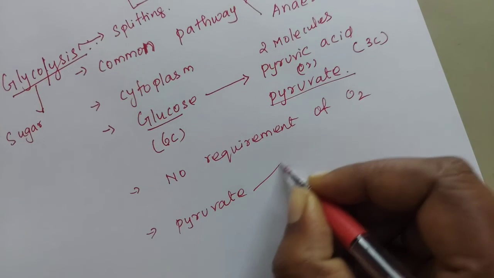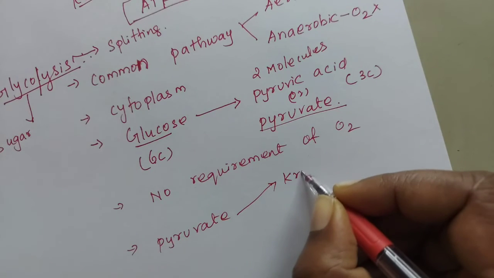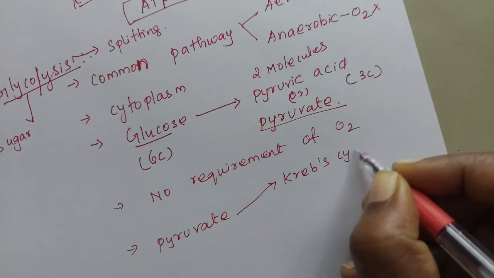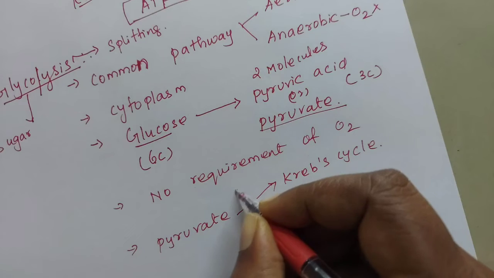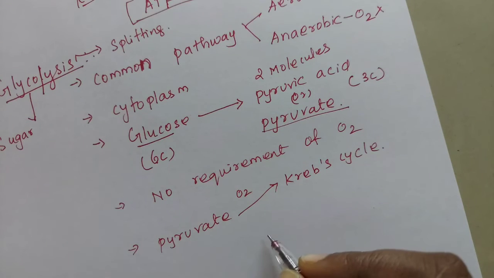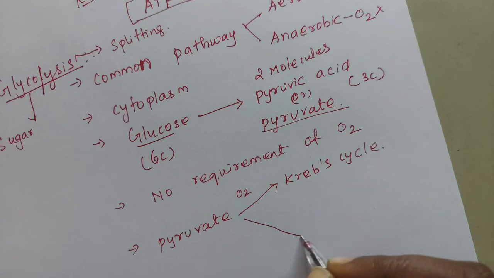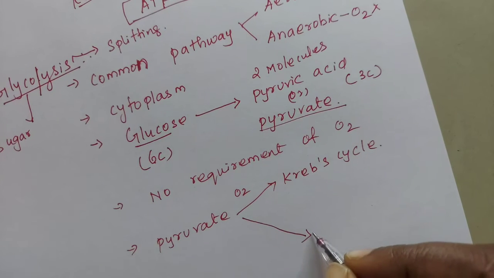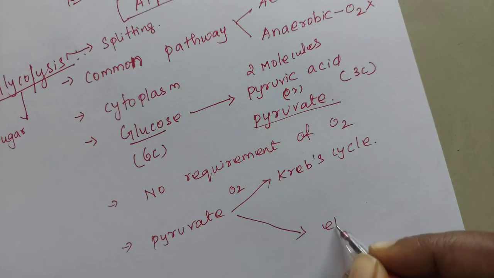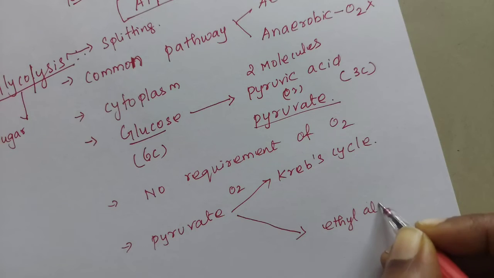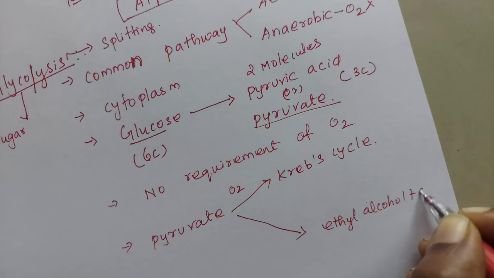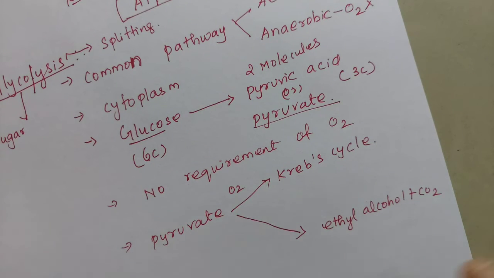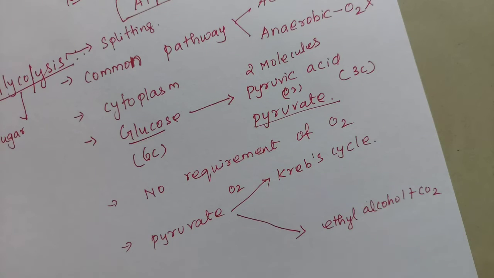This pyruvate may enter into the Krebs cycle, that is the next step, if oxygen is present. Or otherwise, in the absence of oxygen, pyruvic acid forms ethyl alcohol and carbon dioxide without the help of any cell organelle. This process we call as anaerobic respiration.